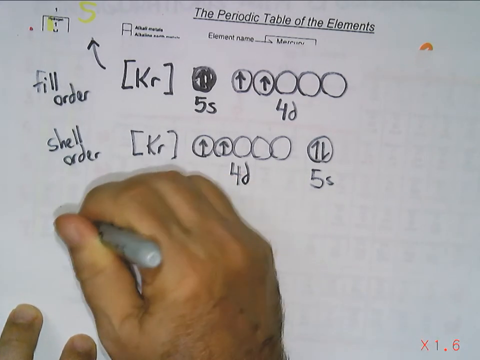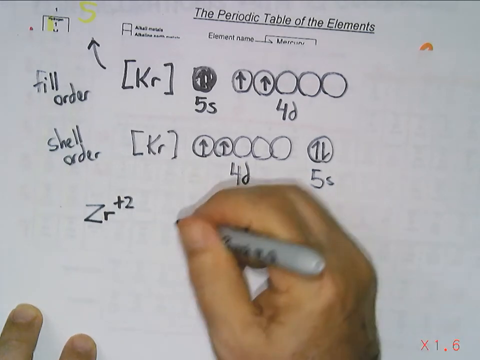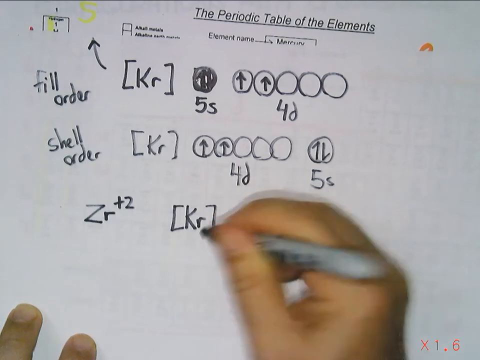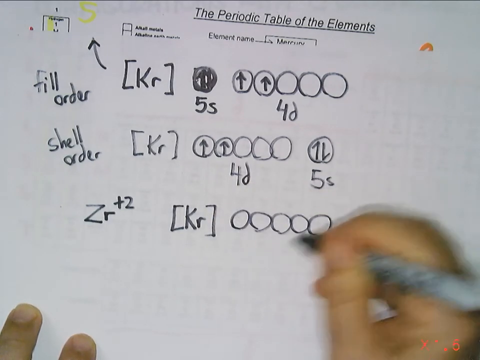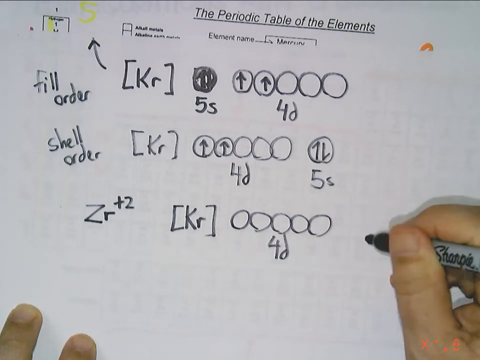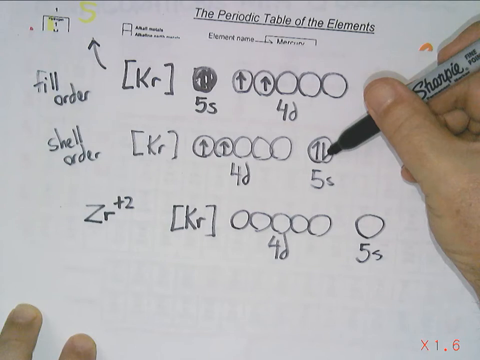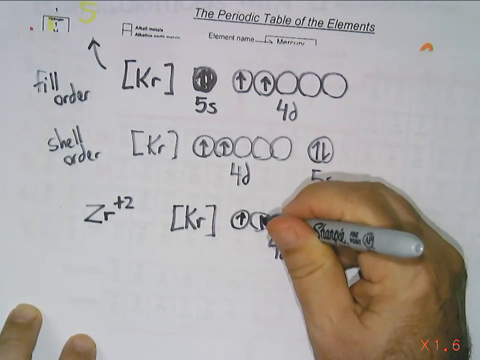So if I wanted to write the configuration for a Zr plus 2 ion, it would look like a krypton core, and then you have your 4 Ds. I'm going to take away the 2 electrons that are there, so this will be empty now. And all I'm left with is that.